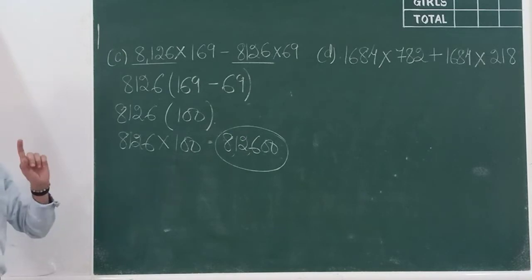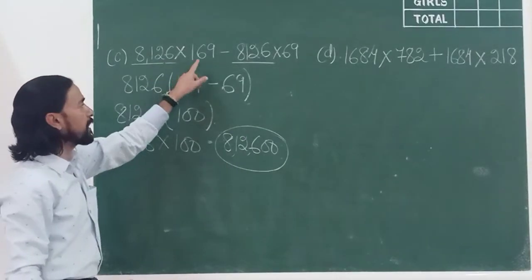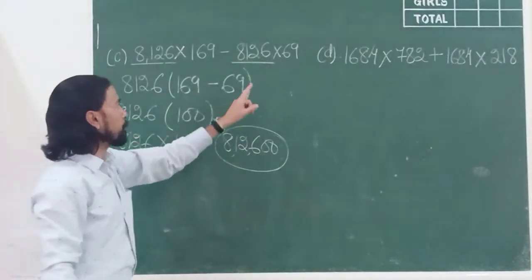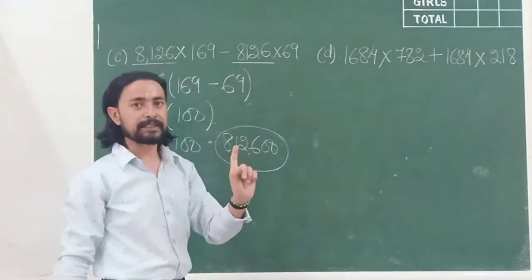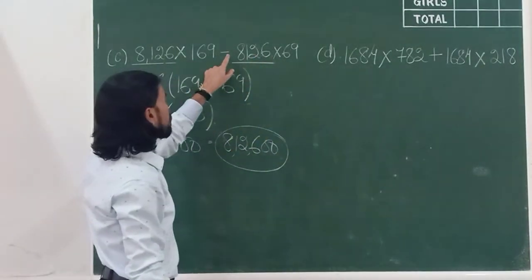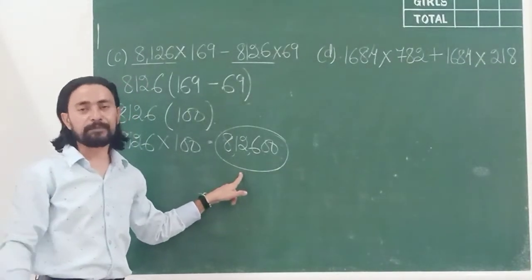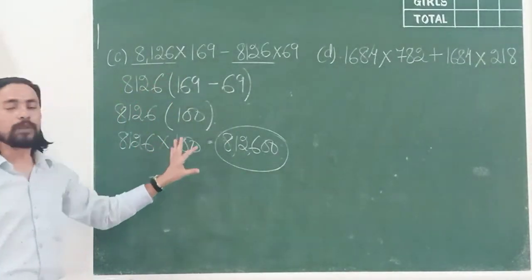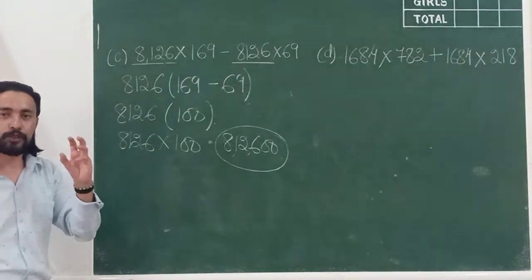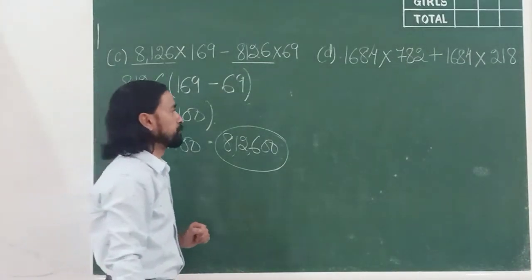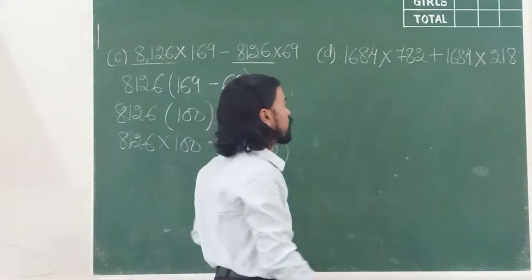But if you have to do the normal method, you would have to multiply this and get an answer. Multiply this and get an answer. And from this answer, you would have to subtract this answer. The answer would be the same. That is why we teach you rearrangement, so that you can do your multiplication faster. This is concept number 3, remember children.